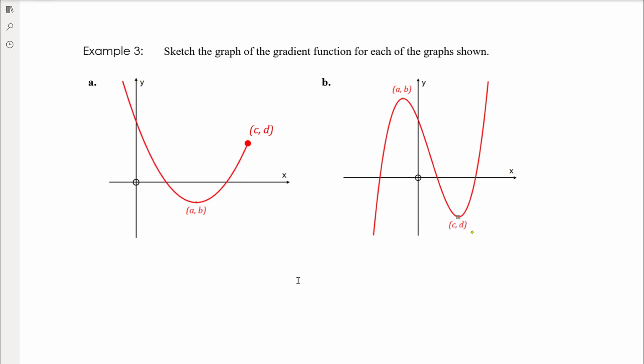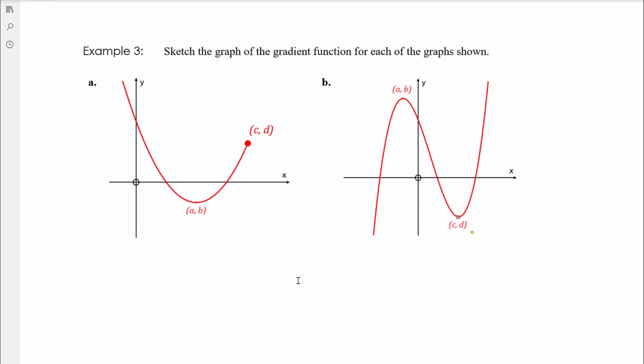Okay, so the first thing I'm identifying in part A is that my function is a quadratic function. Okay, and hopefully we know that when we differentiate a quadratic function, we get a linear function. When they're polynomial functions, the degree of the polynomial is reduced by 1 when we differentiate.